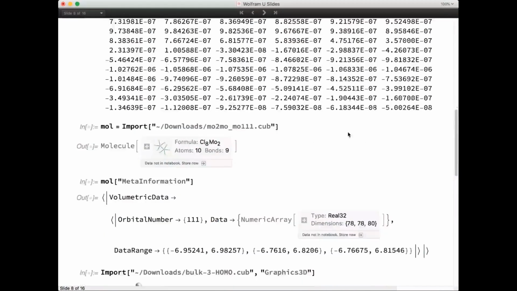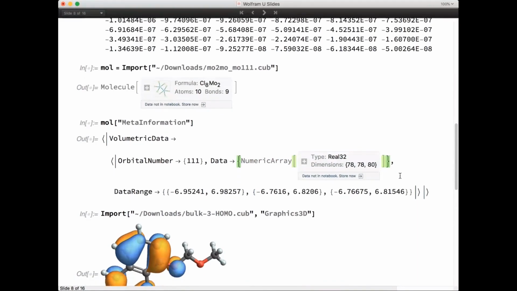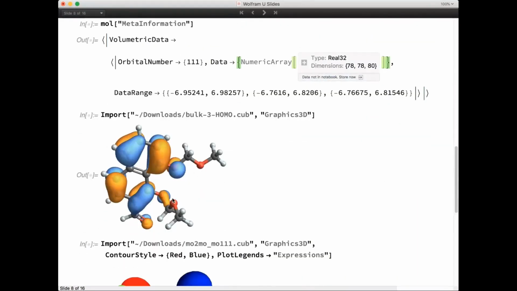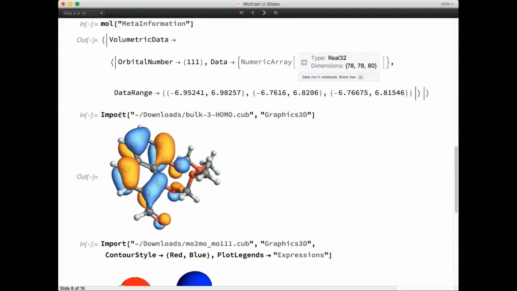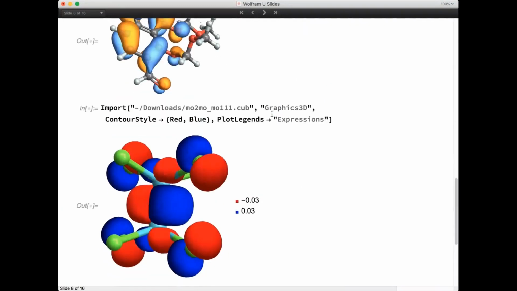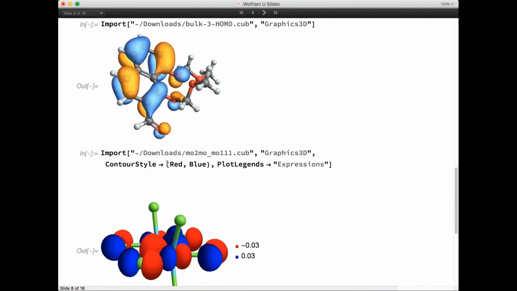Okay, so the reason that it's so large is because it's got this numeric array that's 78 by 78 by 80 set of real numbers. And so what you can do with that is plot it using a contour plot 3D. Here you can do that directly by using import of the cube file and tell it you want the graphics 3D. You can pass options to it, telling it the contour style and the plot legends.